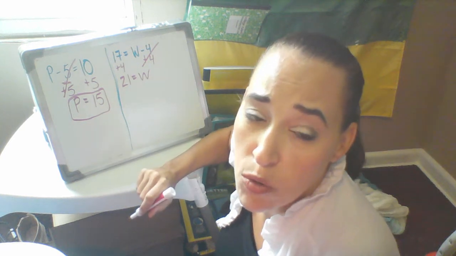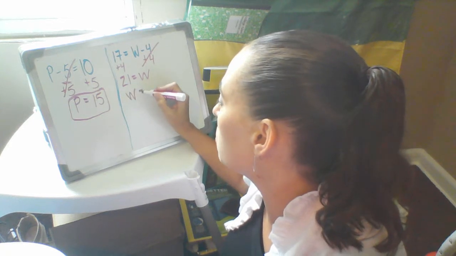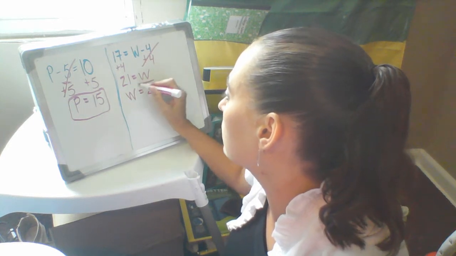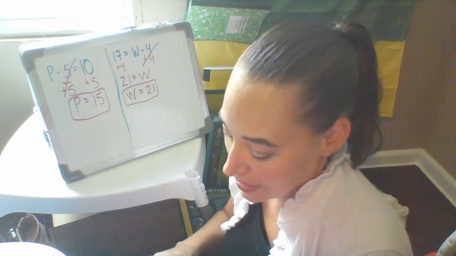Your variable is always supposed to be on your left-hand side. So now I'm going to flip it and I'm going to say W equals 21. There we go.